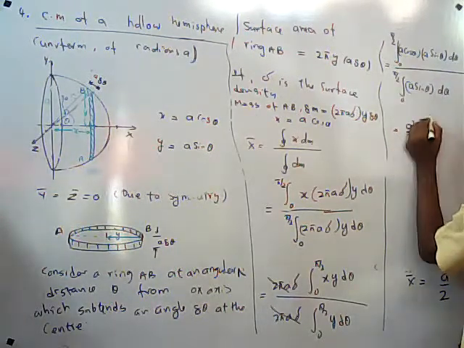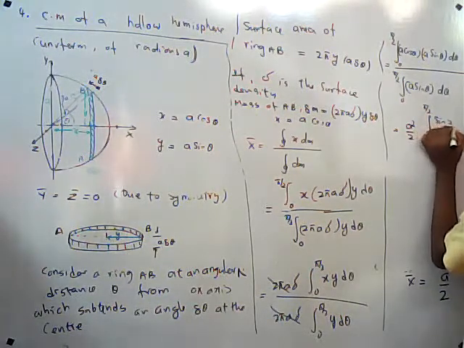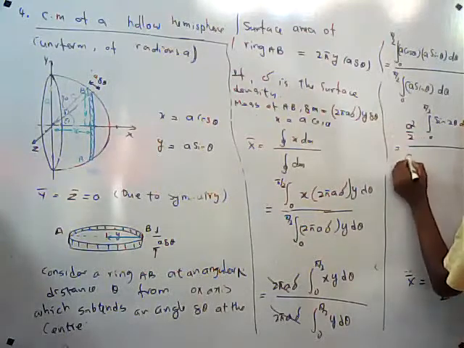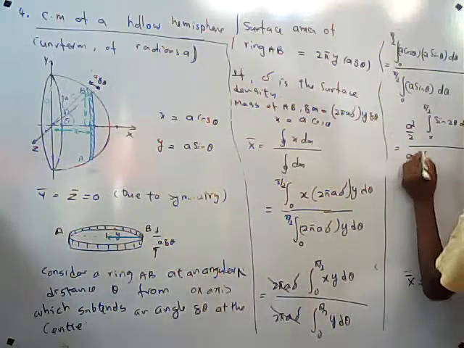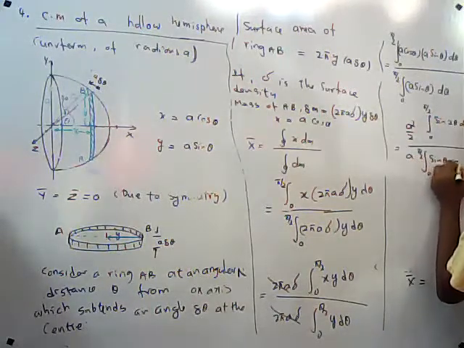a square over 2, integral from 0 to pi by 2 of sin 2 theta d theta, divided by a, integral from 0 to pi by 2 of sin theta d theta.